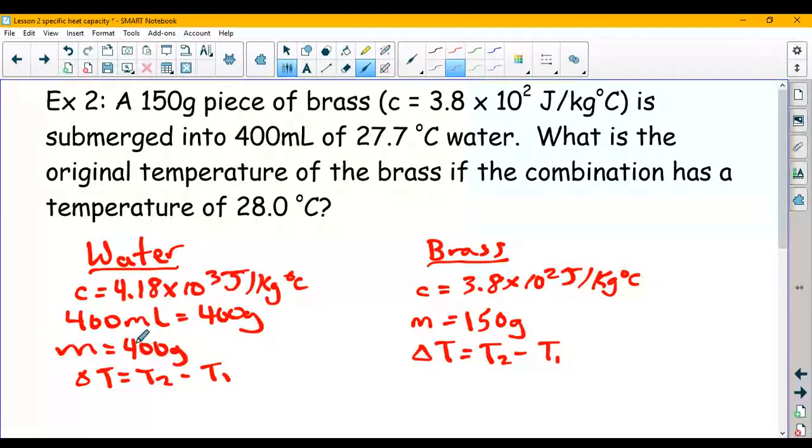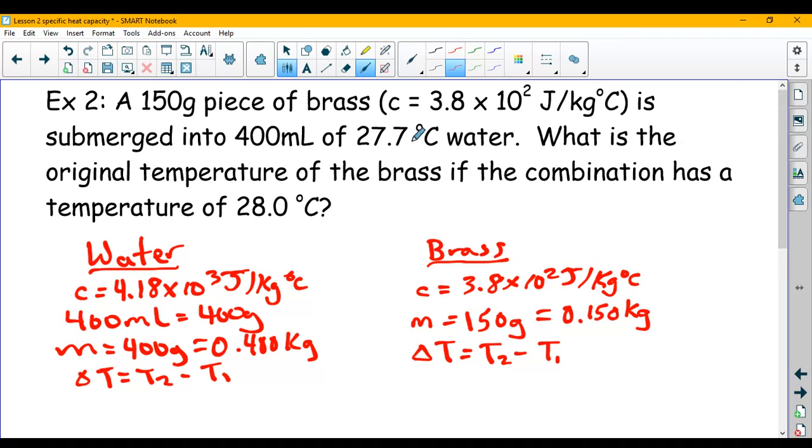But you'll notice they've also told me the volume of water is 400 mils, but I know the density of water is 1 gram per milliliter, which means 400 mils is 400 grams. But this is the problem. This is in grams and this is in kilograms, which means I need to convert it. I need to divide by 1,000 or move it 3 decimal places. And I have to do that for both of these because they need to match whatever is in the C value. Then I'm going to think about my change in temperature.